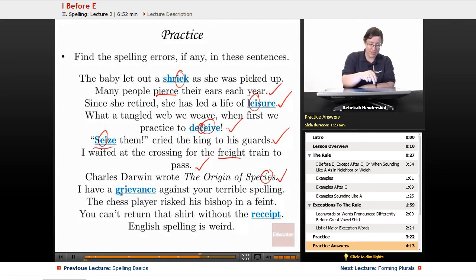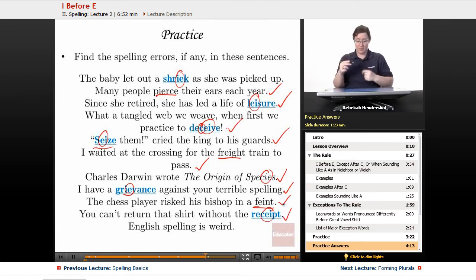I have a grievance. That's a regular one, I before E, against your terrible spelling. The chess player risked his bishop in a feint. It's sounding as A, so it's correctly spelled EI. You can't return that shirt without the receipt. That's EI because it comes after C and it's not going sh. And finally, English spelling is weird, and weird is spelled weirdly.